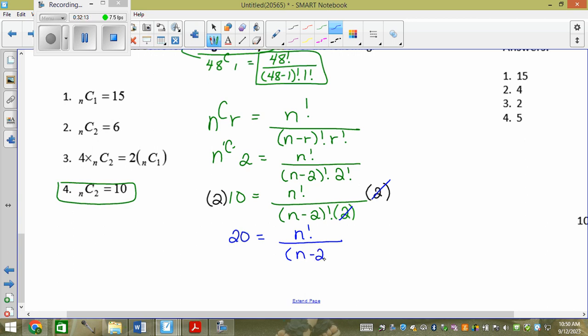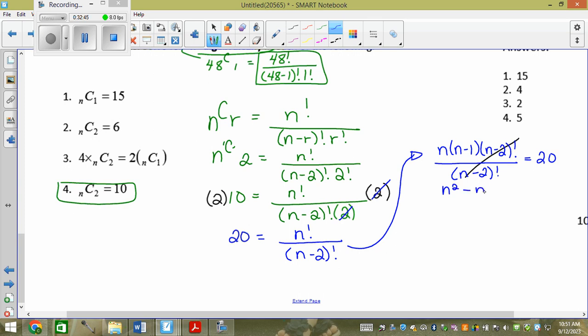Now we're back to the exact same steps we did when we had the P. When we had the P, we just didn't have the extra r factorial. So you just get rid of it by multiplying it up. Now we have to expand. Which one's bigger, n or n minus 2? n. So I get n times (n minus 1), 1 less than that, times (n minus 2) factorial, which matches the denominator, equals 20. And then I get n squared minus n equals 20.